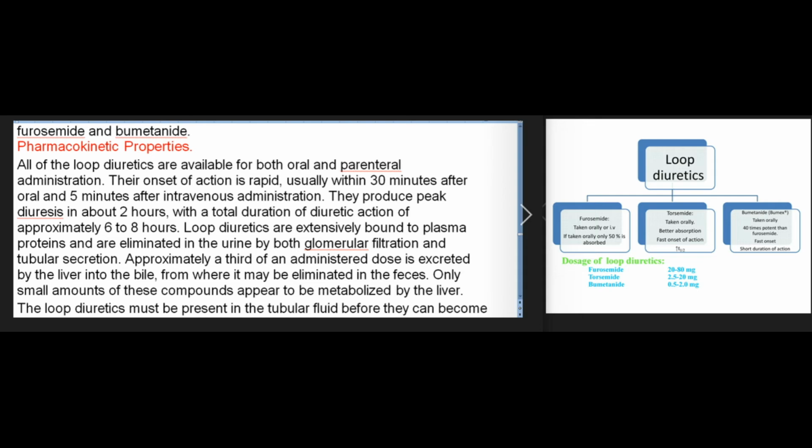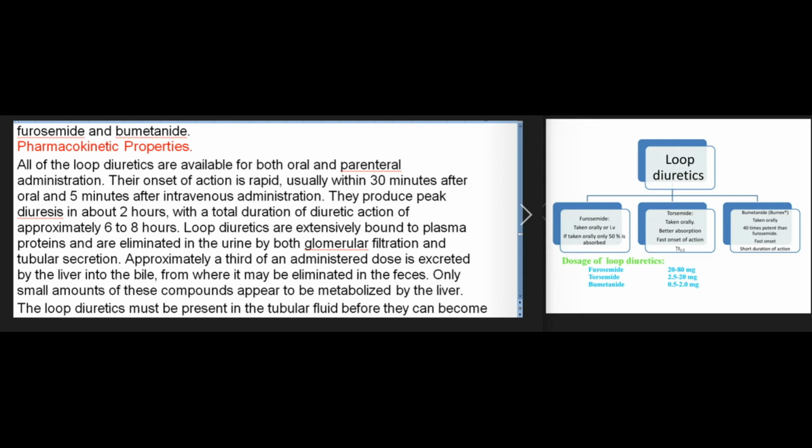Pharmacokinetic properties. All of the loop diuretics are available for both oral and parenteral administration. Their onset of action is rapid, usually within 30 minutes after oral and 5 minutes after intravenous administration. They produce peak diuresis in about 2 hours, with a total duration of diuretic action of approximately 6 to 8 hours.